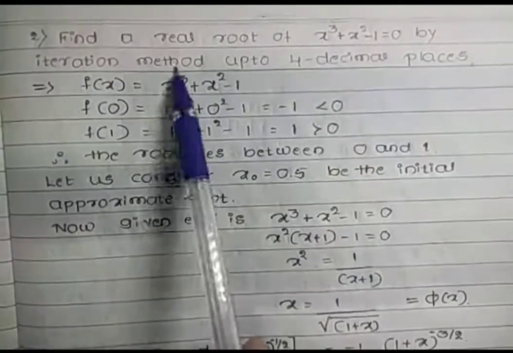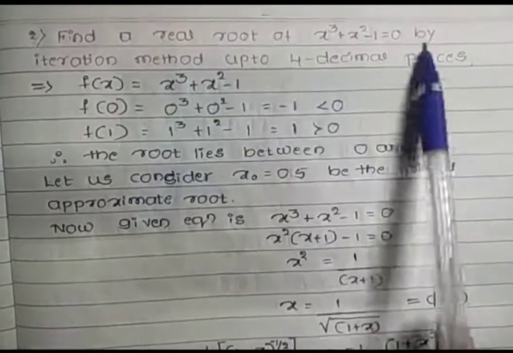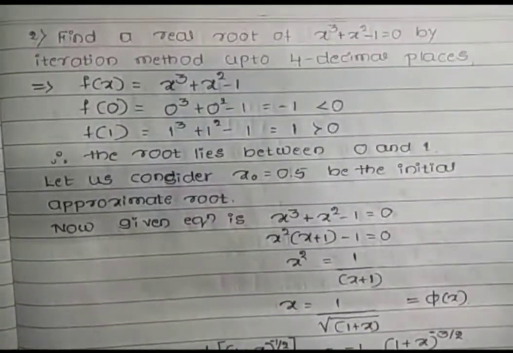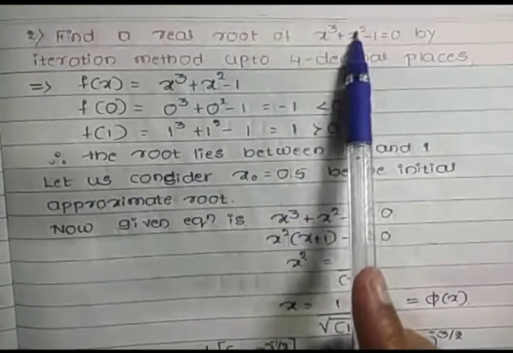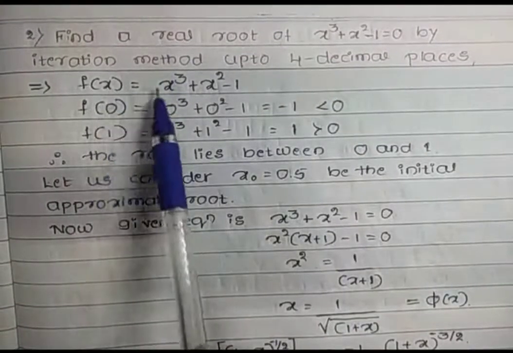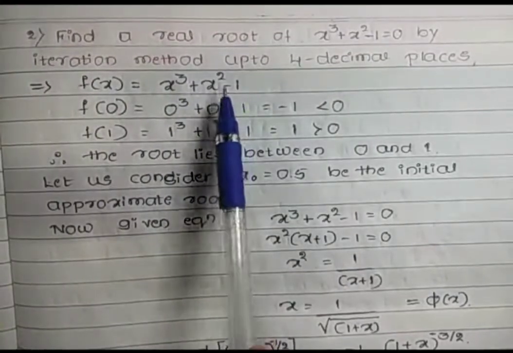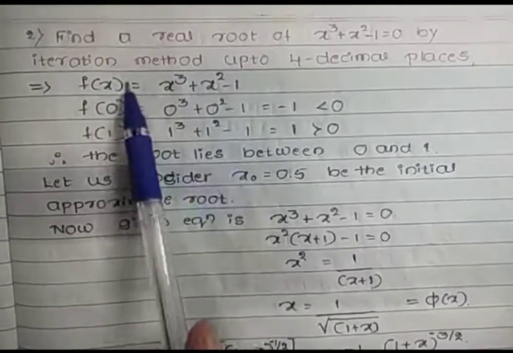With the help of iteration method, we need to find root for this given algebraic equation. So this is the given algebraic equation. So what is the first step here? First we need to write the given equation in terms of function, that is f of x is equal to x cube plus x square minus 1 as it is. Then next, intervals are not mentioned, so we need to start from 0.